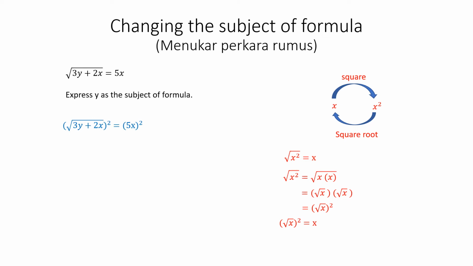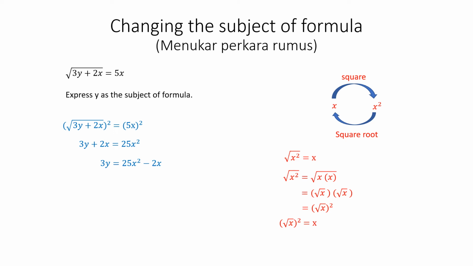And here I can remove the square root, and the remaining is 3y plus 2x. And when I square the 5x, I will get 25x squared. Next, I move the 2x to the other side. So the plus 2x now becomes minus 2x. And next, there's still 3 attached to y. So I need to move the 3 to the other side.